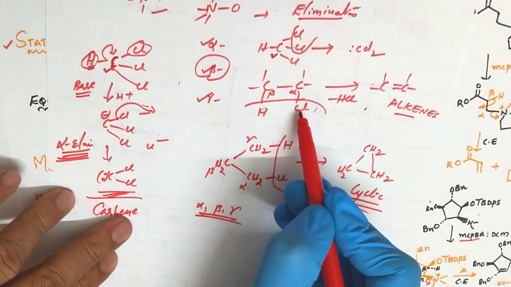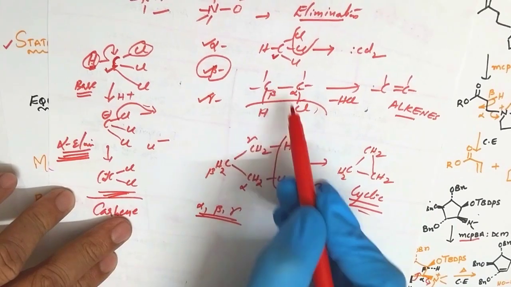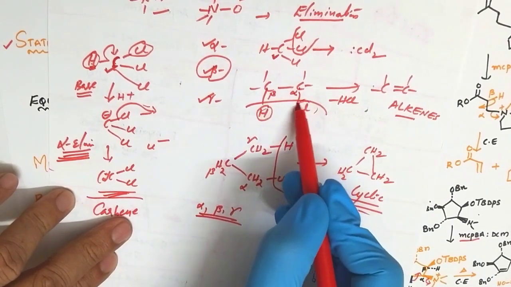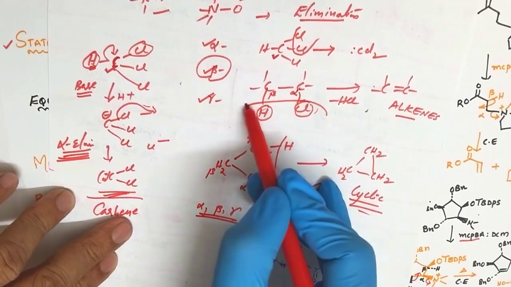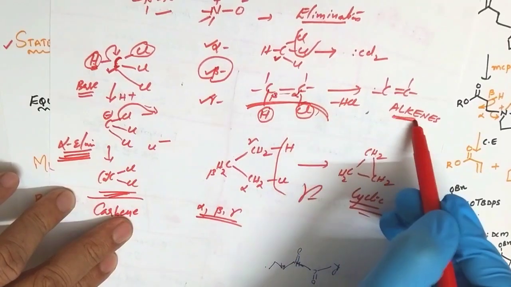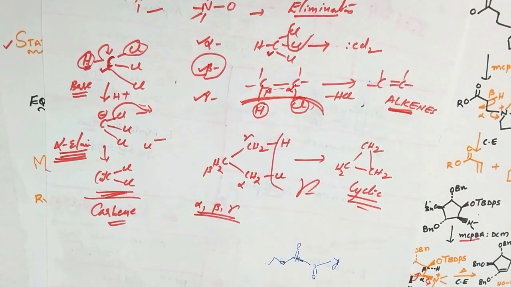Next, beta elimination means, see this example. With respect to Cl, this is alpha carbon, this is beta carbon. Hydrogen is going to be removed from the beta carbon and Cl is going to be removed from the alpha carbon. If you remove HCl, what happens? We will get pi bond here or not? We will come up with alkenes. Beta elimination produces alkenes.